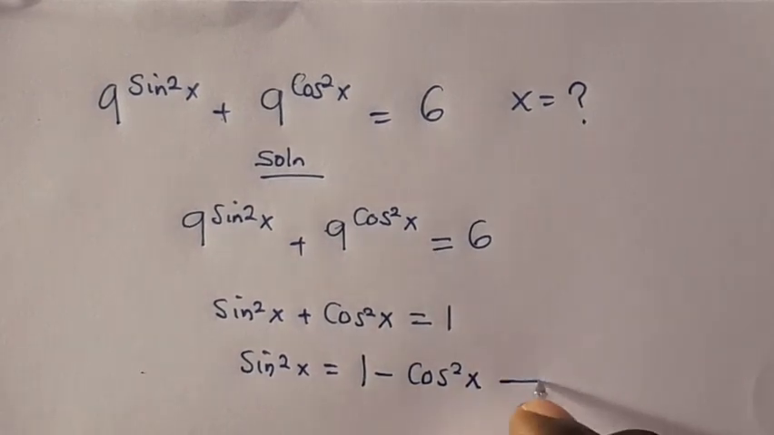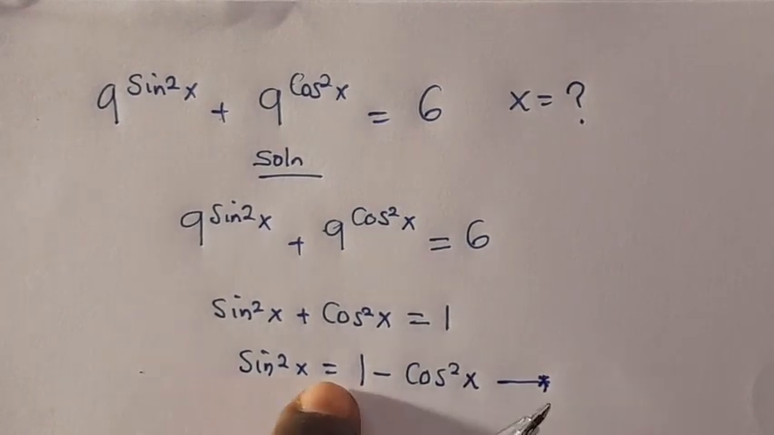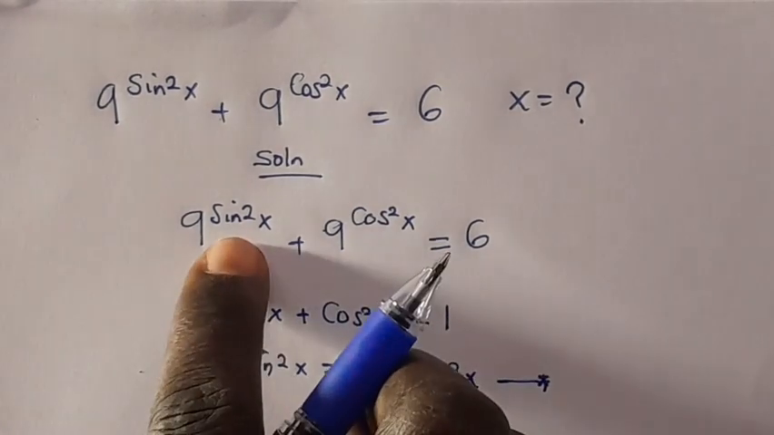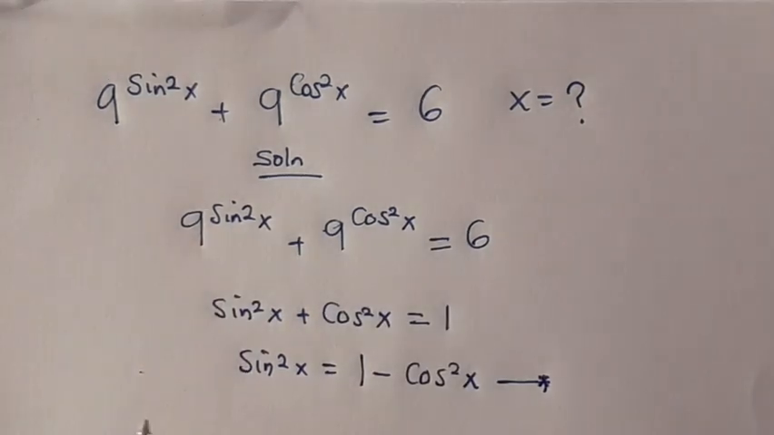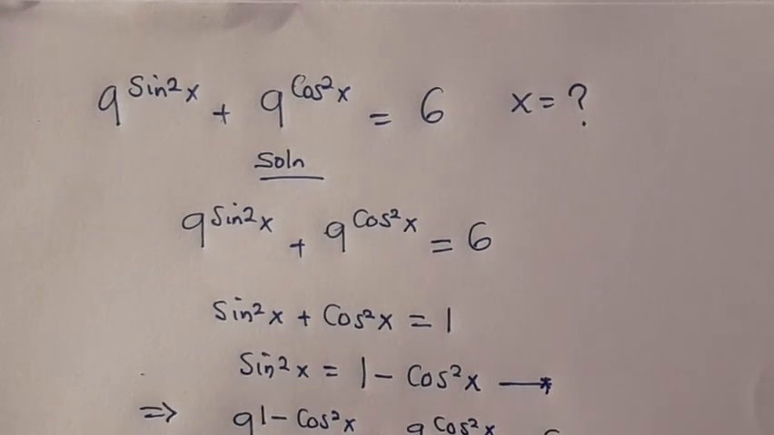So when we note that sine square x equals 1 minus cos square x, by substituting it here, we are going to have 9 raised to power 1 minus cos square x plus 9 raised to power cos square x. Then we have everything equals 6.